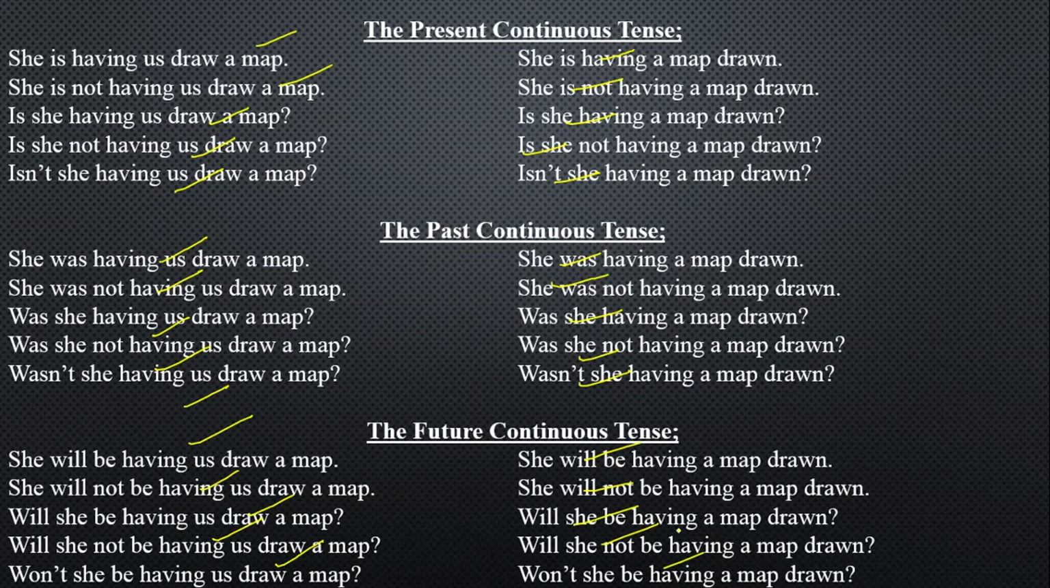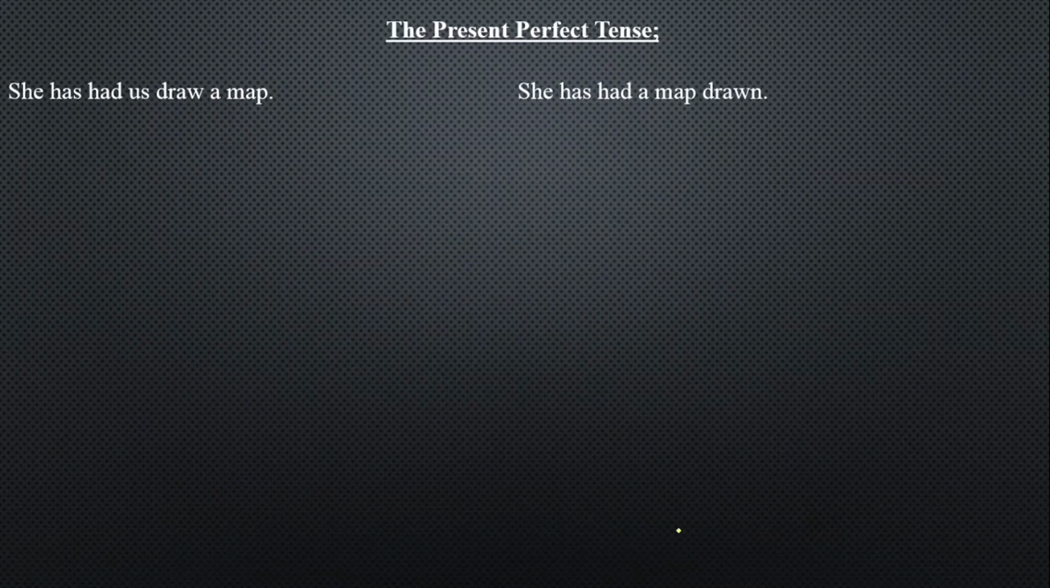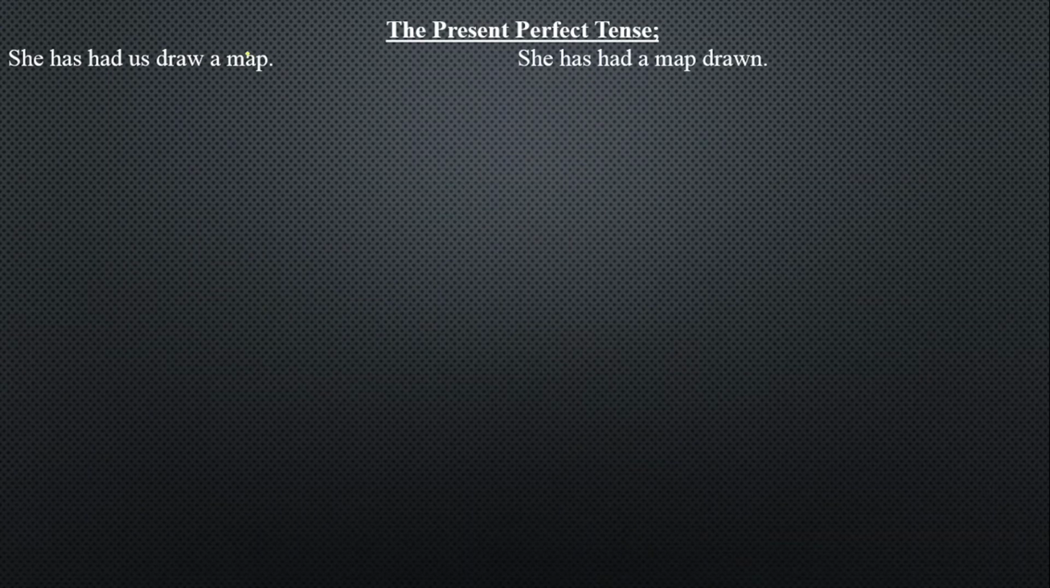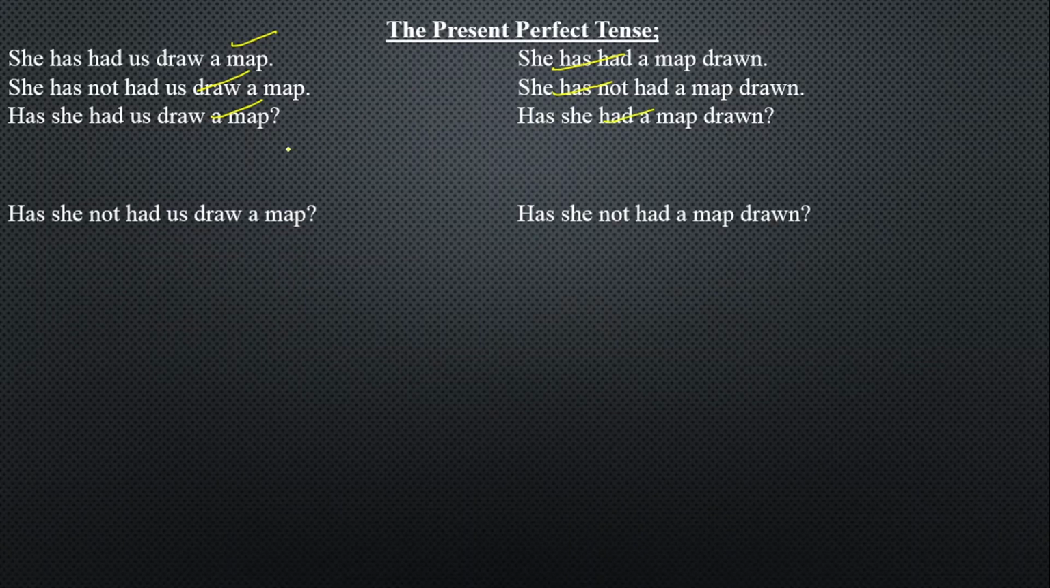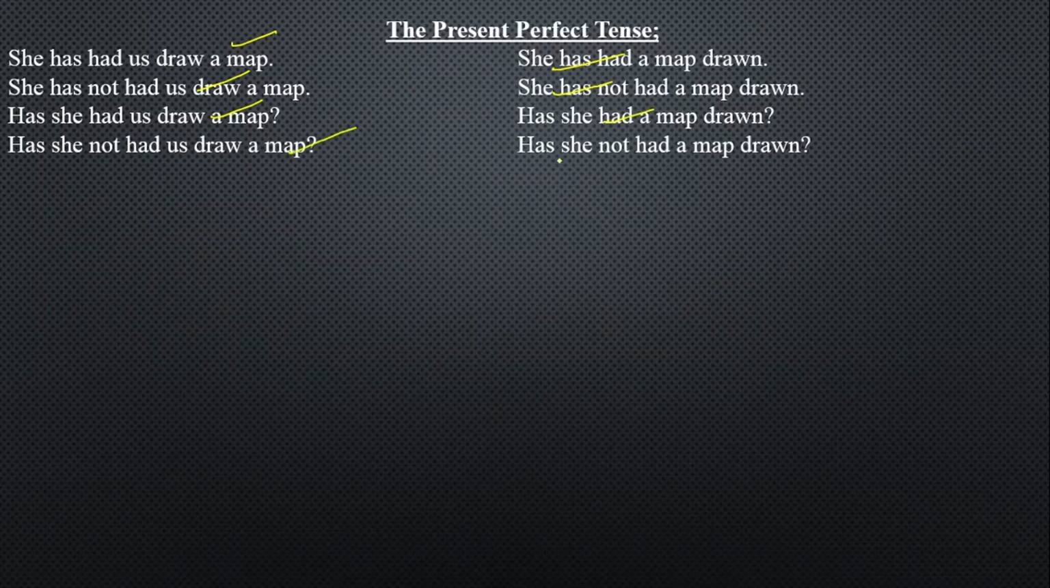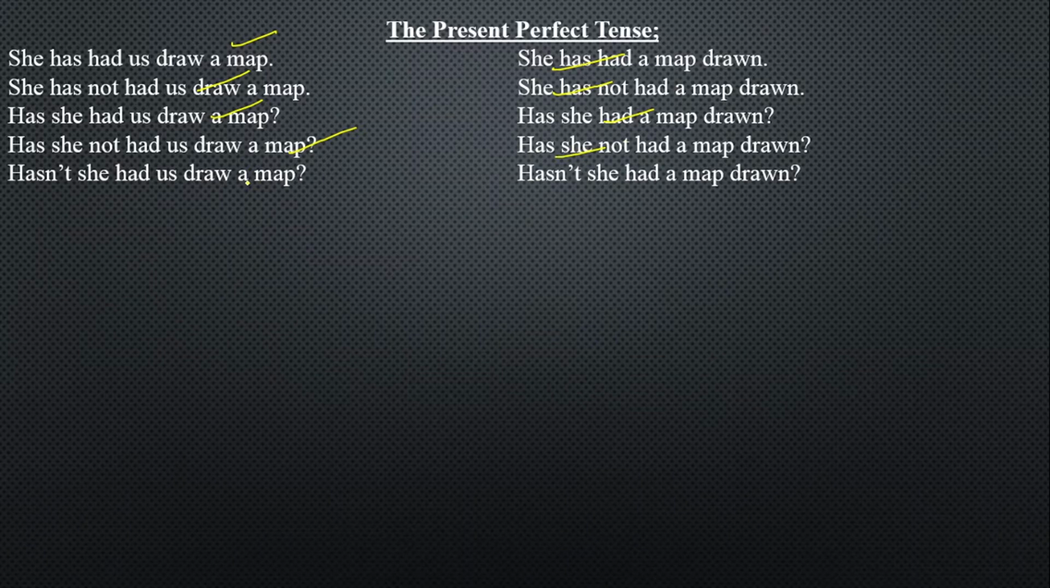Now we will be talking about the modal, the perfect tenses. She has had us draw a map. She has had a map drawn. She has not had us draw a map. She has not had a map drawn. Has she had us draw a map? Has she had a map drawn? Has she not had us draw a map? Has she not had a map drawn? Hasn't she had us draw a map? Hasn't she had a map drawn?